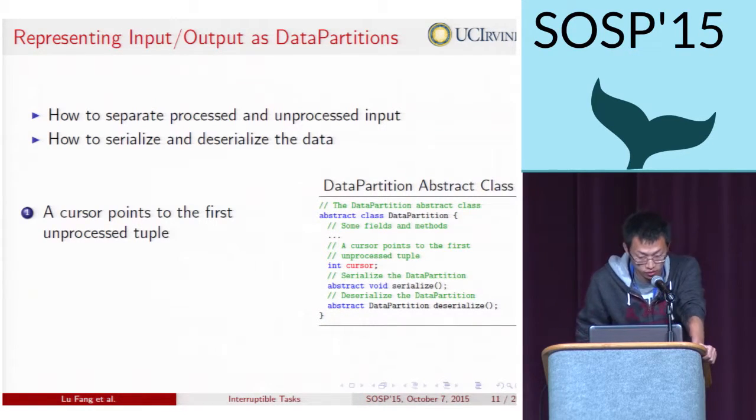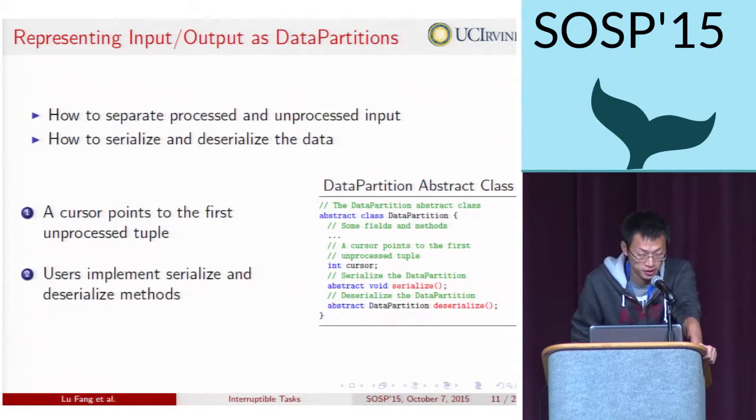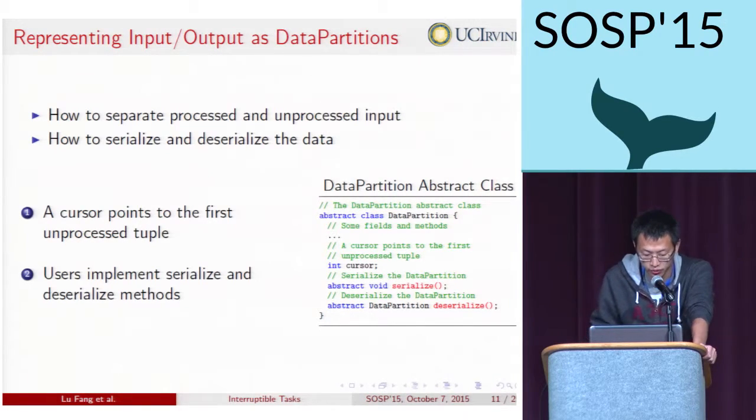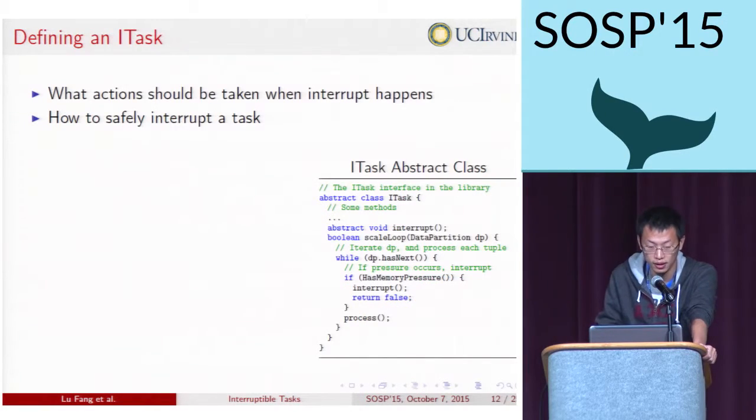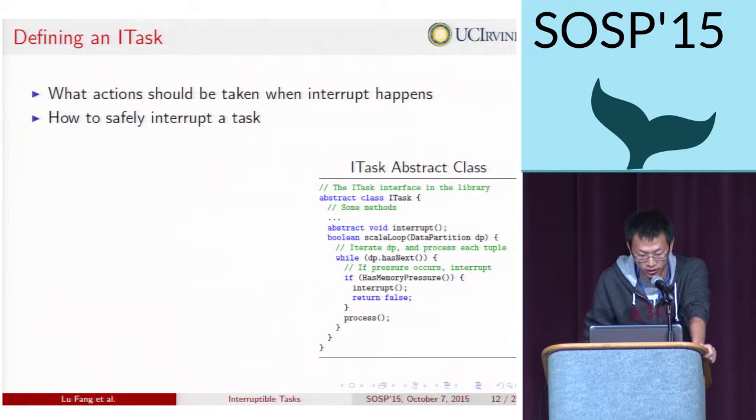To achieve the first goal, we define a field called cursor. This cursor points to the first unprocessed tuple in the data partition. And to achieve the second goal, users need to implement two methods called serialize and deserialize. These two methods will be automatically called by the system when needed. Let's look at how to use our program model to define an interruptible task.